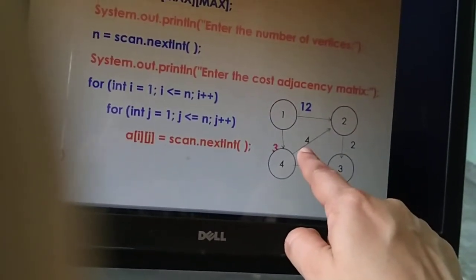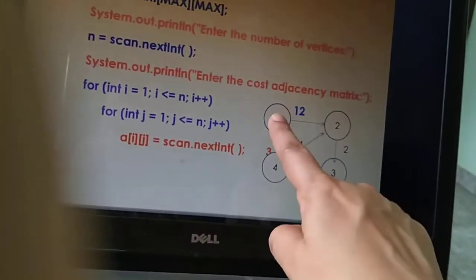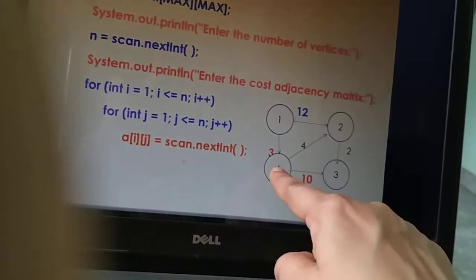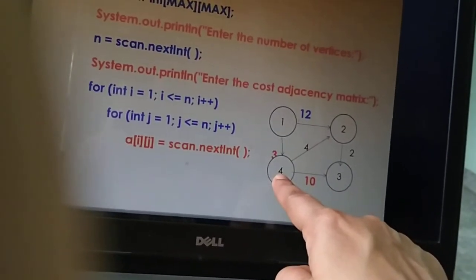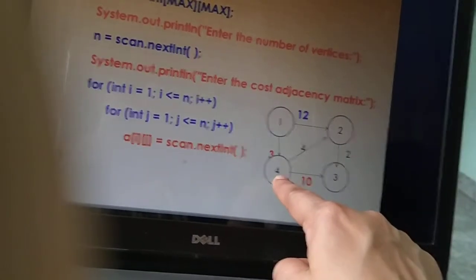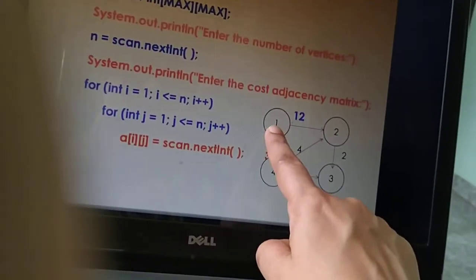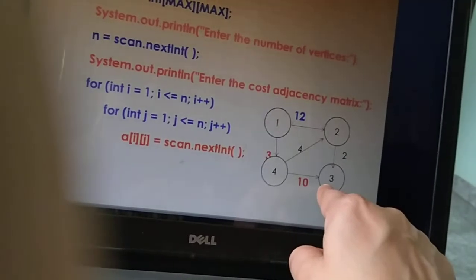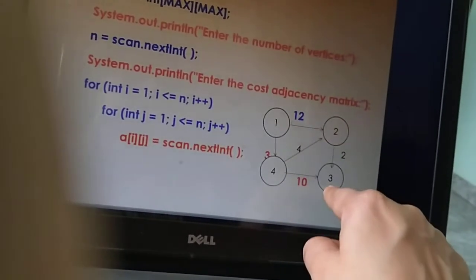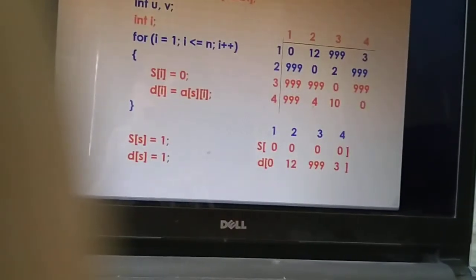What is one more unvisited vertex? 3 is one more unvisited vertex. What is the distance from source to 3? Previous distance? Infinity. Can I reduce through 4? The distance from 1 to 3, can I reduce? Through 4, if I go, it is 3 plus 10, 13. What is the previous distance 1 to 3? It was infinity. But if I go through like this, it is 13. So I can reduce. So that is what we are doing in the next iteration.